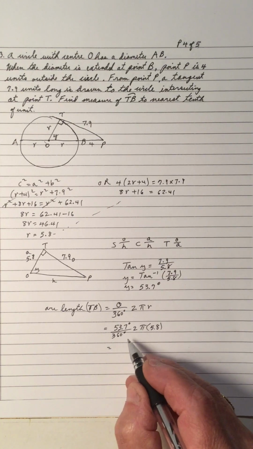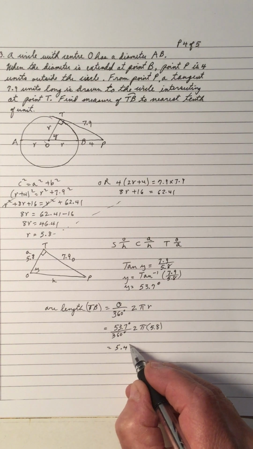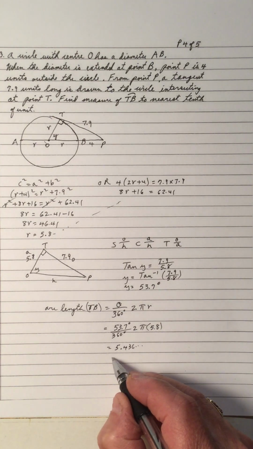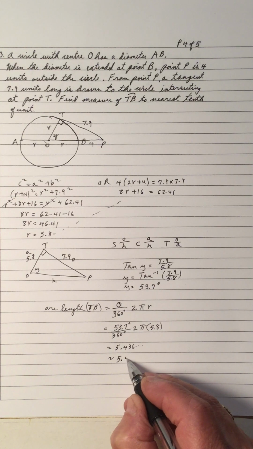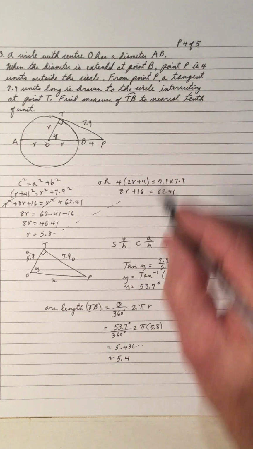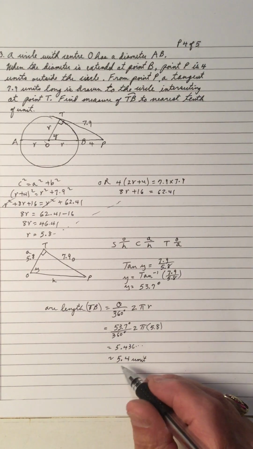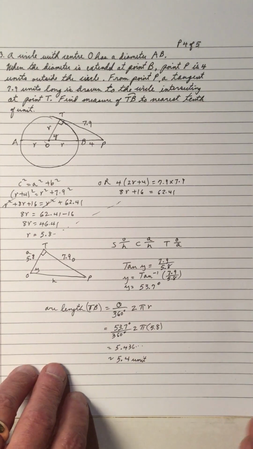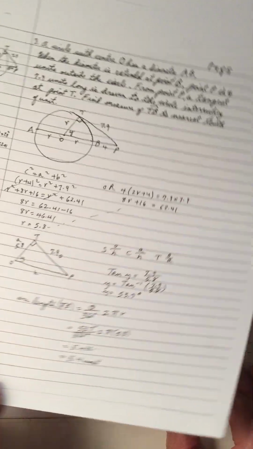So when you work that out on your calculator, you will get 5.436. Check your calculator. And so the answer is approximately, going to the nearest tenth, 5.4. And it just said units. It didn't say what it was, so it's 5.4 units. So if it was in centimeters, it's 5.4 centimeters. 5.4 inches or feet, whatever unit is in.